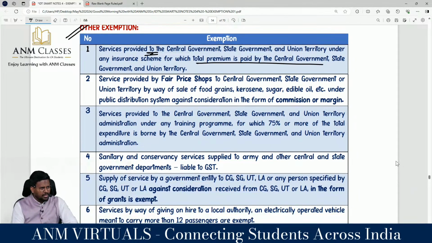Sometimes the central government or local authority may take insurance for their employees, correct? For that, the government only will pay the 100% of the premium. So what you are going to achieve, because the GST will be collected from the government and you will be paying to the government. For that, it is better to be exempted from GST.